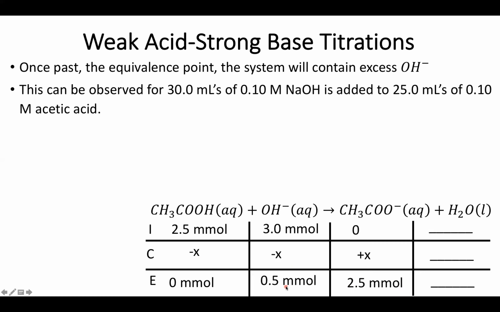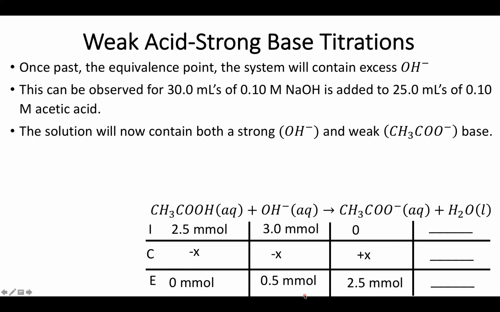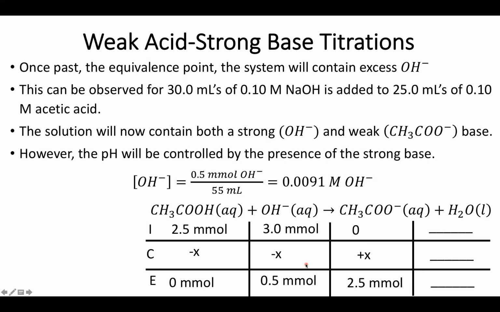And this leaves behind about half a millimole of hydroxide, which may not seem like a lot, but note that the decomposition of acetate generates very little hydroxide. So most of the hydroxide in solution is going to come from this little remnant of our strong base. As a result, what we're going to find is that while there is a weak base present, whenever there's a strong acid or base present, it will always dominate the pH of the solution. So we can simply get the pH of the solution by finding the concentration of our strong base.